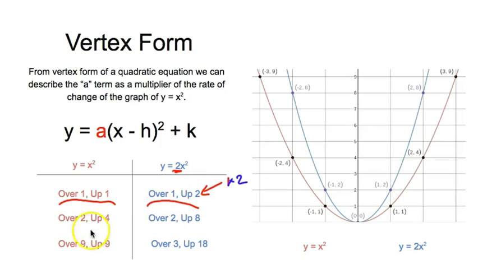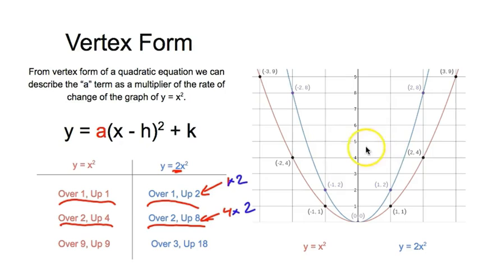I can look at the same thing to find another point from the parent function y equals x squared. I would go over 2 and up 4, but when I have an a value of 2, I instead have to go up by 8, which is that 4 times 2, and that 2 comes from the a. We can see that pattern over and over again. As a gets bigger, my function gets bigger faster, and thus it gets skinnier.